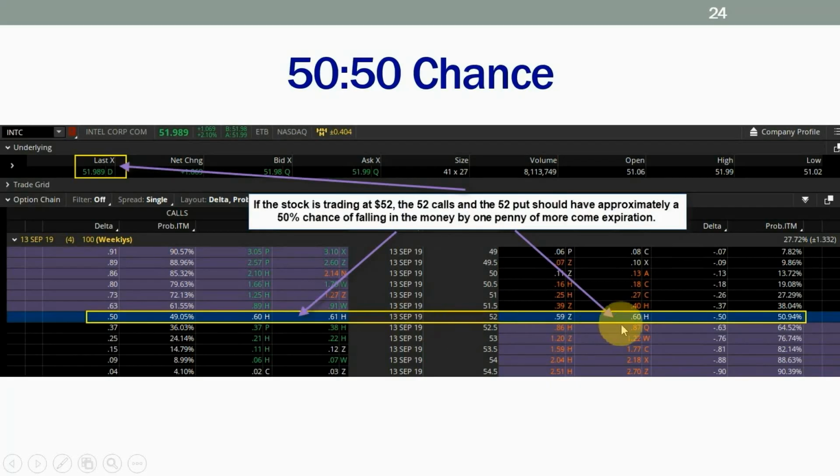Okay. Now, once in a while, you will see something where you think, no, Don, the calls are priced way over the puts, or vice versa. There'll be something that's hard to borrow, and the puts will be priced way over the calls.